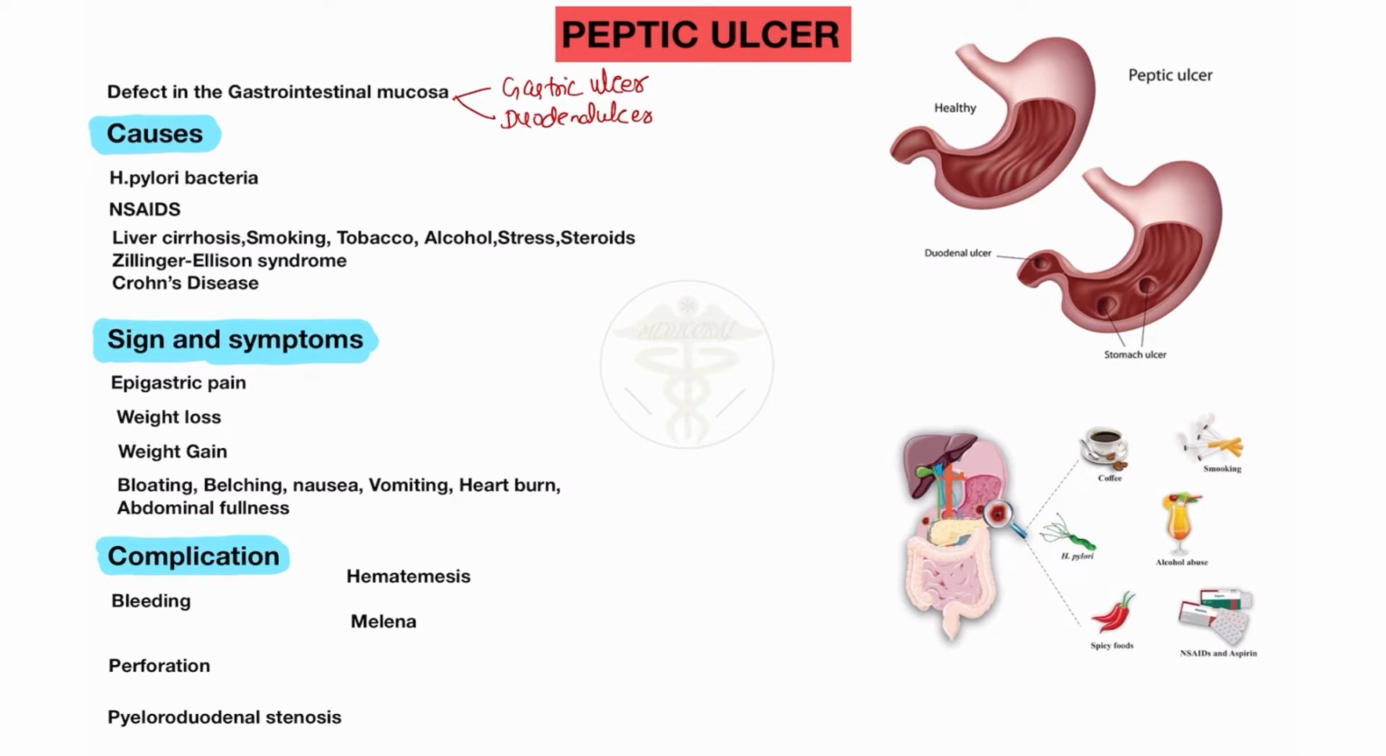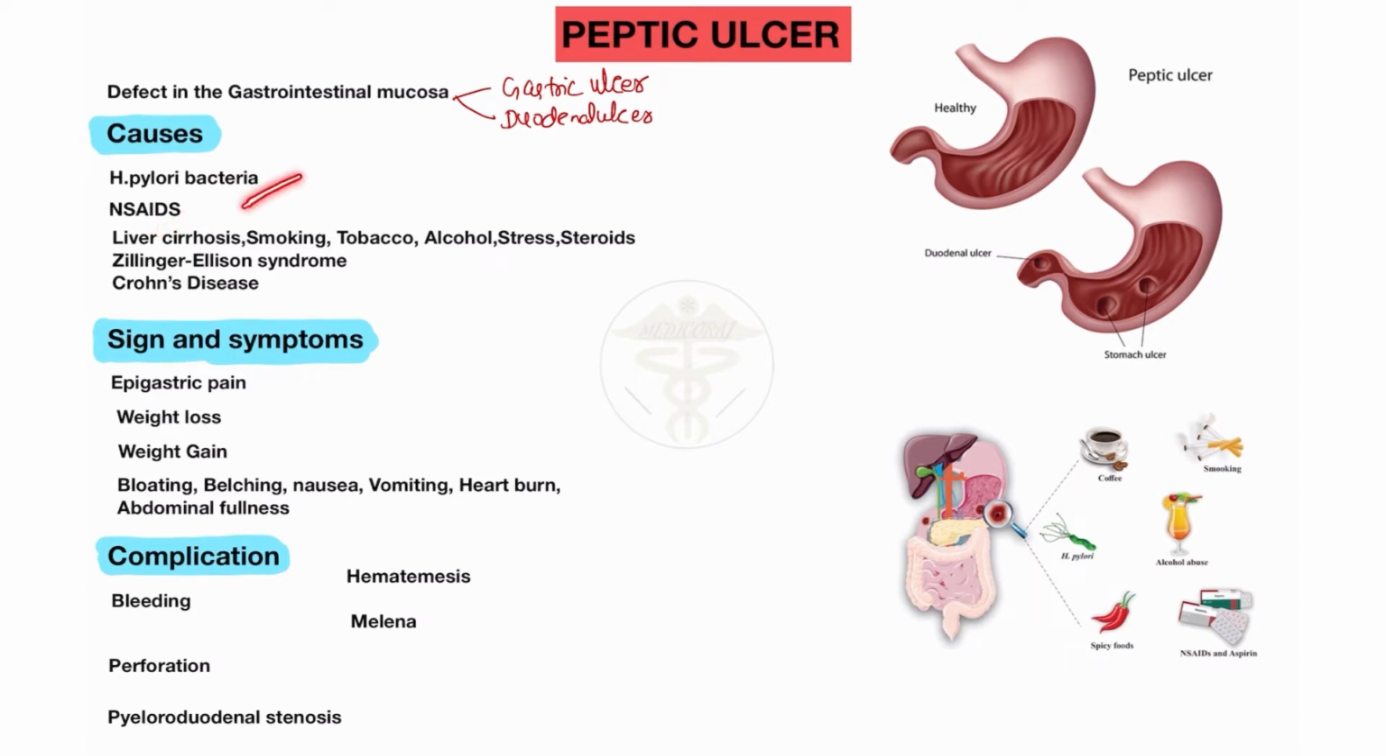What are the causes of both of them? There are mostly two main causes of the ulcer: the Helicobacter pylori bacteria and NSAIDs. Those persons who consume NSAIDs for a long time get peptic ulcer, because it causes a defect in the mucosa layer of the stomach and duodenum. So it causes the peptic ulcer.